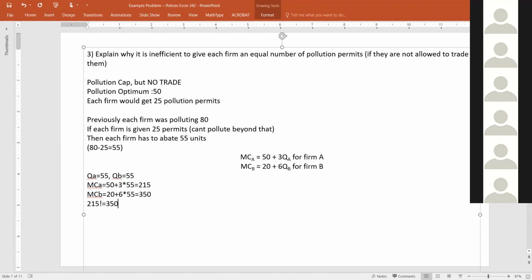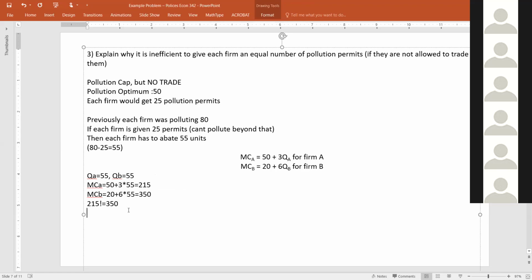And by forcing both firms to abate the same amount, we haven't induced the most cost-effective solution. It would be more cost-effective to have firm A abate more because it's cheaper, and firm B abate less.